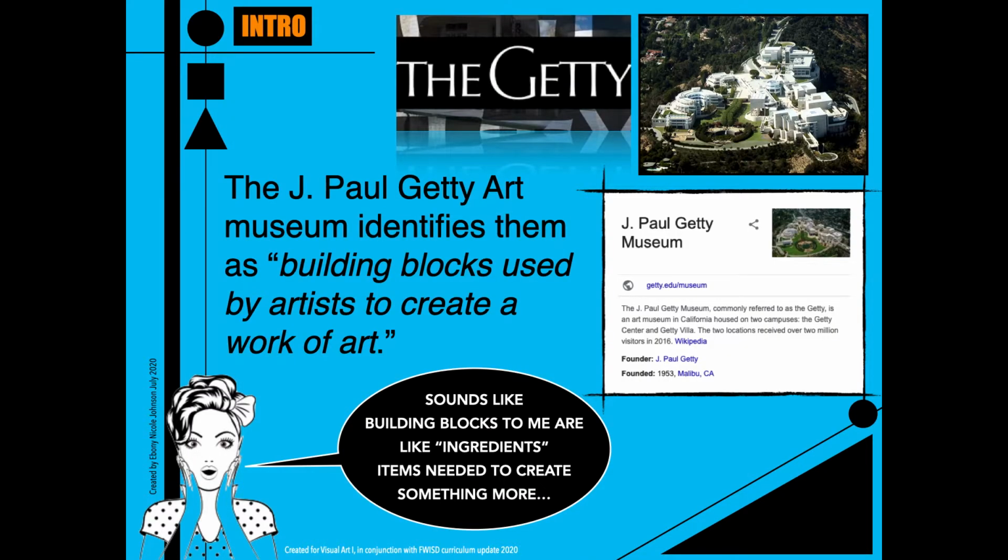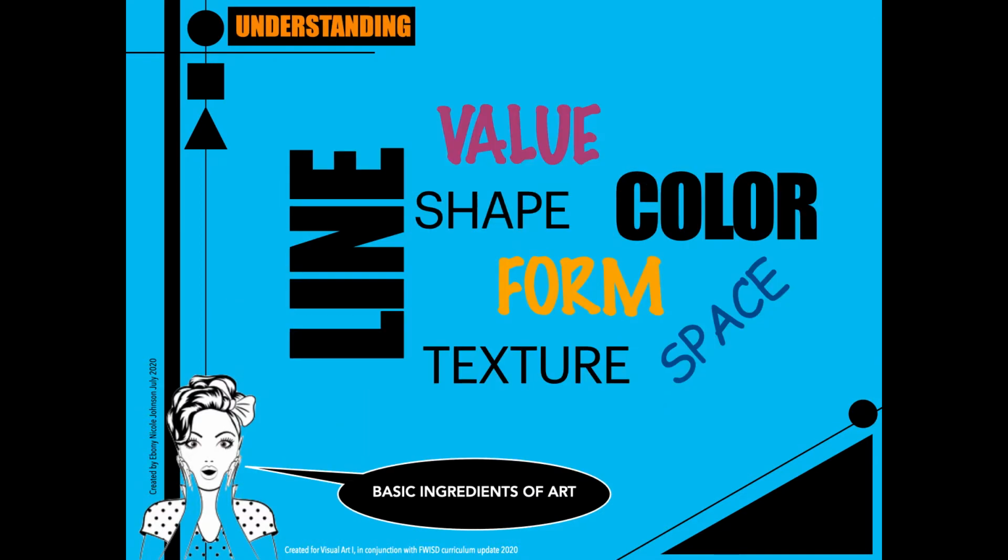Think of the elements of art as the building blocks used by an artist to create a work of art. Sounds like building blocks to me are like ingredients, items needed to create something more. The elements of art are line, shape, form, value, color, texture, and space.